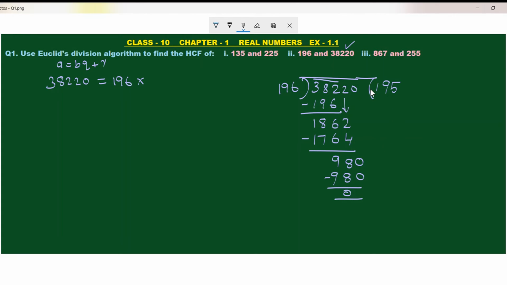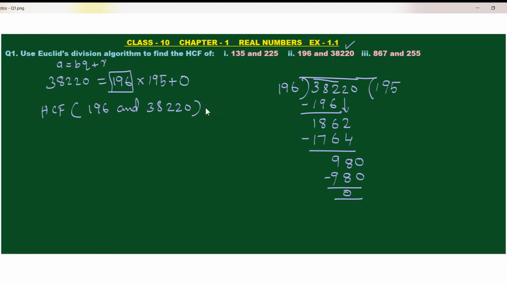So the quotient is 195 and the remainder is 0. What is the divisor in this step? This is the divisor. So the HCF of 196 and 38,220 is 196. That's it. This is the way you need to do it. Thank you for watching.